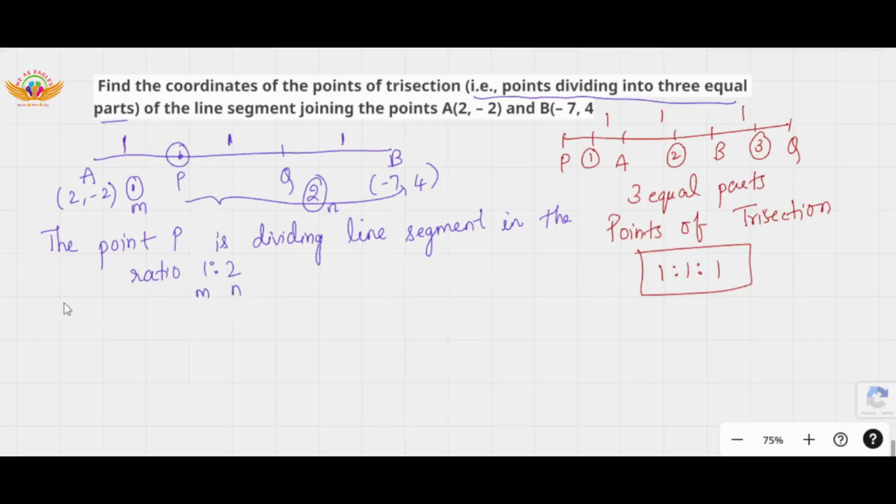Now from the section formula, we know that it is (mx2 plus nx1) divided by (m plus n), comma, (my2 plus ny1) divided by (m plus n). By substituting m and n as 1 and 2, we are going to get an equation. Again, I am going to take Q and B as 1 and AQ as 2. Again, I will solve the other section formula. I will get two equations, solve them, and find the coordinates.